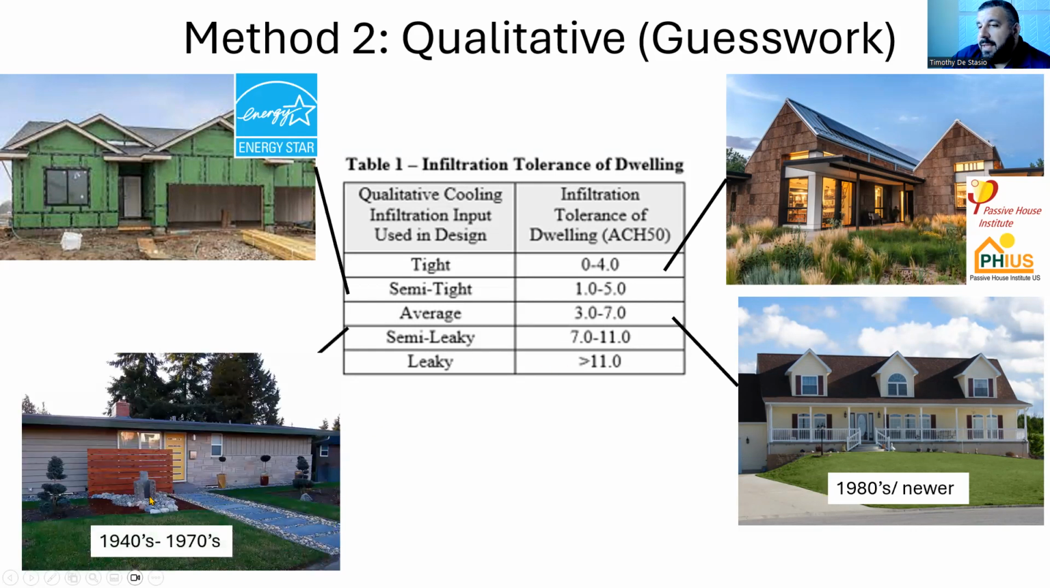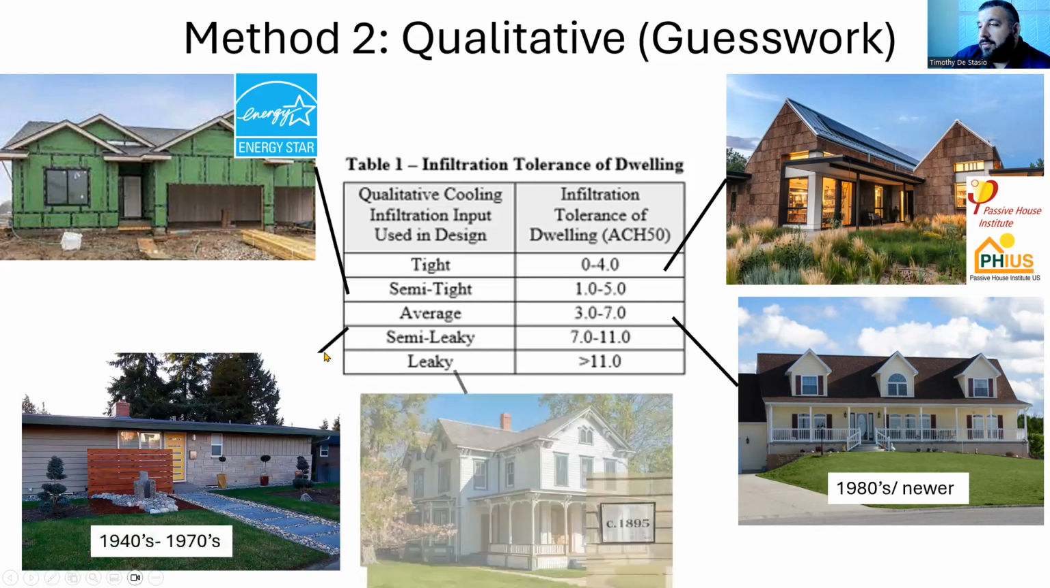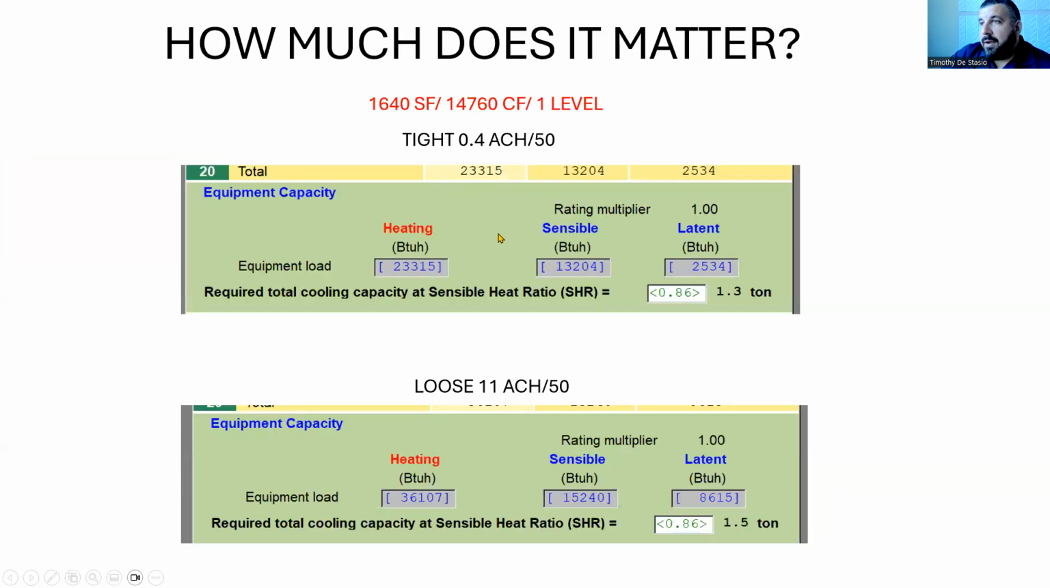When you get into semi-leaky, a house that's a little bit older, and then a historic house, you can definitely count on that being leaky because they just didn't know back then how to seal a house. They didn't make any efforts, and those houses were incredibly leaky. So how much does it matter? This is my house. In my Manual J software, I took it as being really, really tight, and then I took it as being really, really loose. I wanted to see, well, what would be the difference? As you can see, there's not a lot of difference here between really tight and really loose.